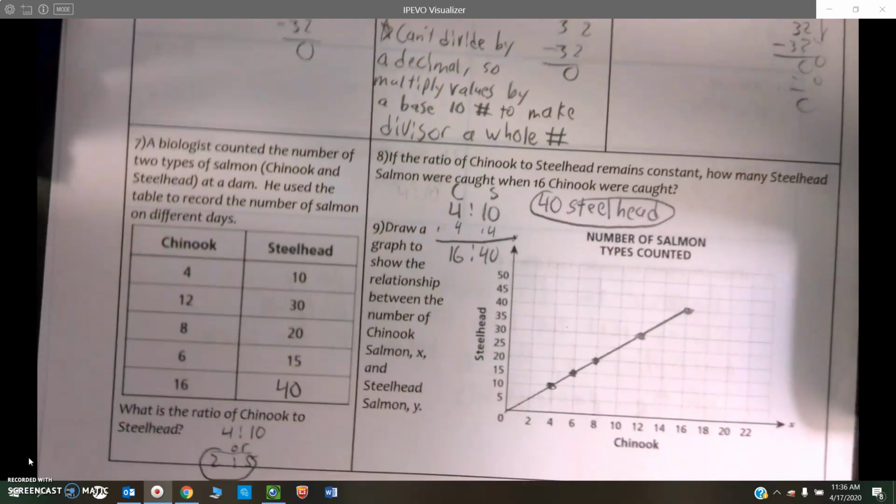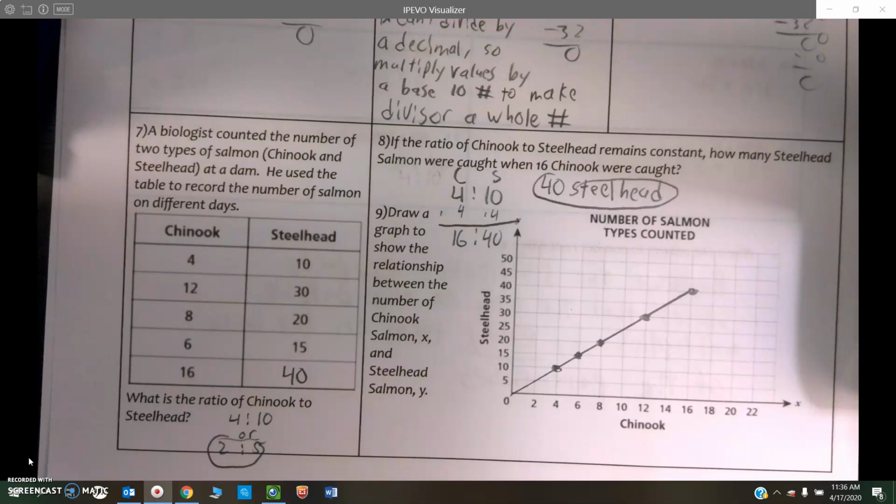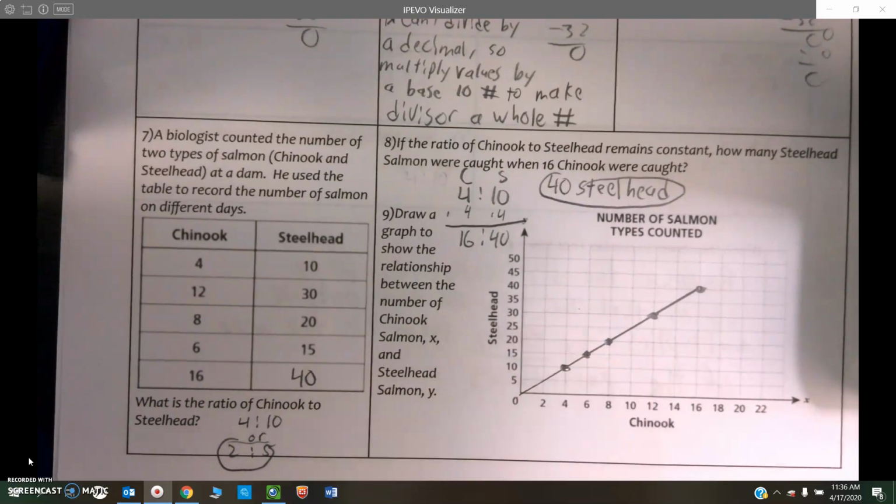Down below, we have scientists who are counting the different types of salmon. We've got Chinook salmon and steelhead salmon. What is the ratio of Chinook to steelhead? So the simplest ratio provided by the table would be 4 to 10. If we wanted to put that in lowest terms, both of these could be divided by 5 to get a simplified ratio of 2 to 5.